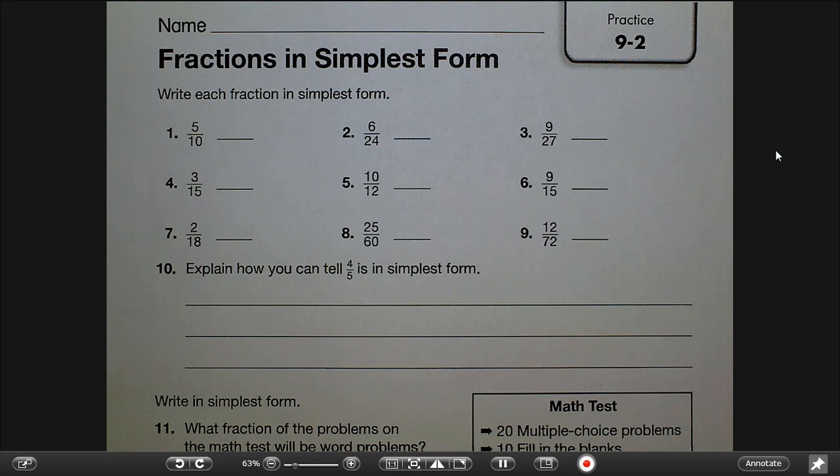Hi, boys and girls. We're going to continue on with our fractions. We're going to do practice 9-2, writing fractions in simplest form.